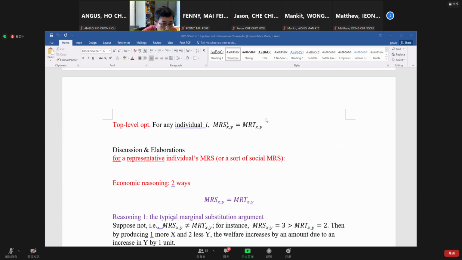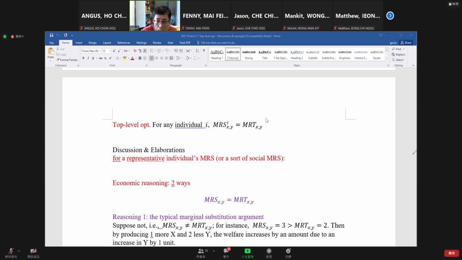That's based on economic argument. Okay, this is one way. Just make good use of the marginal substitution. We can substitute X by Y or Y by X in both consumption and production. And if this one is not true, we can do a better job by changing the resource allocation.